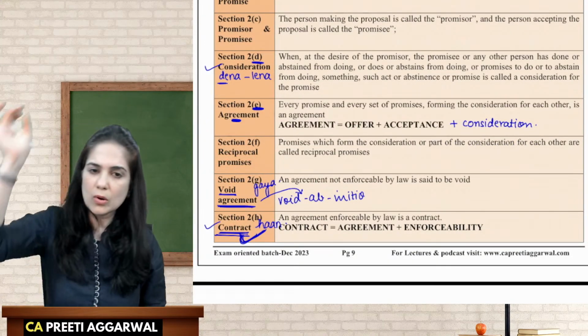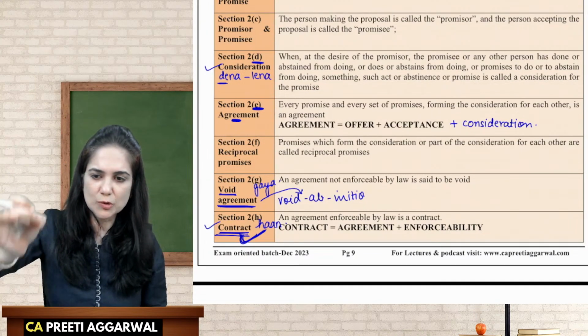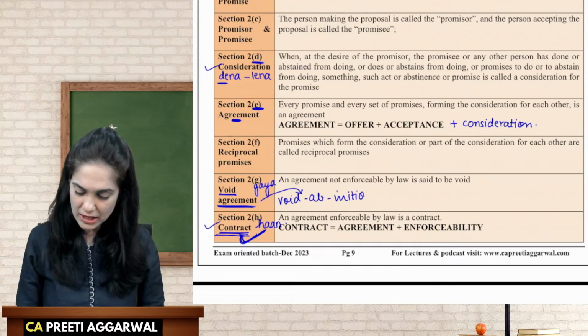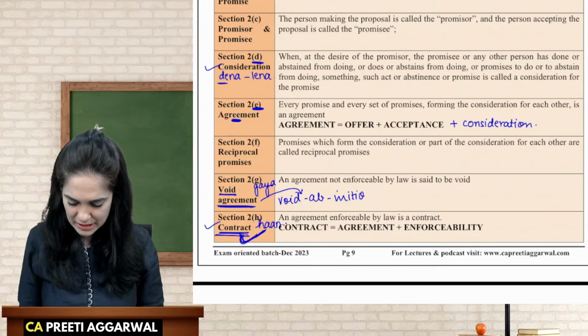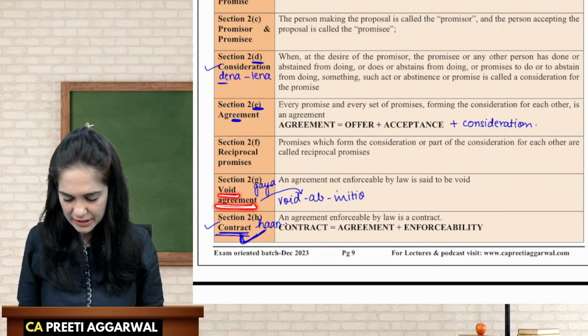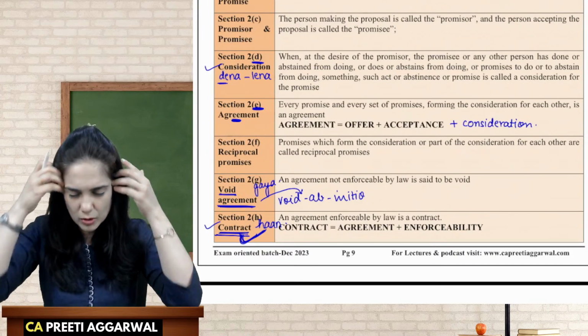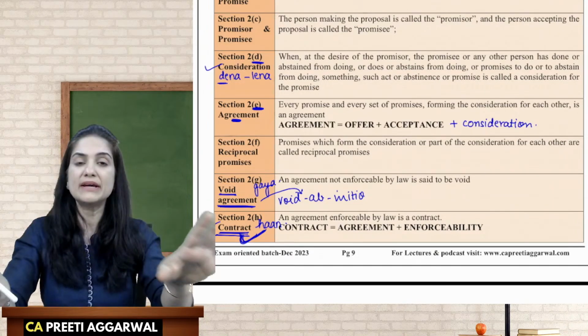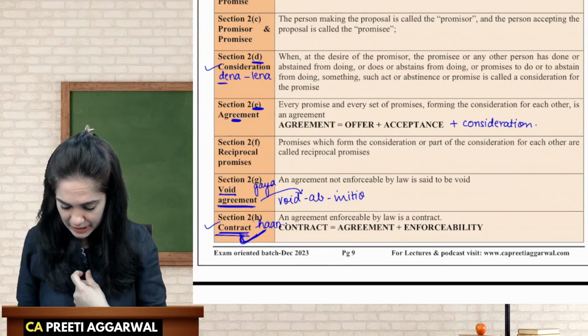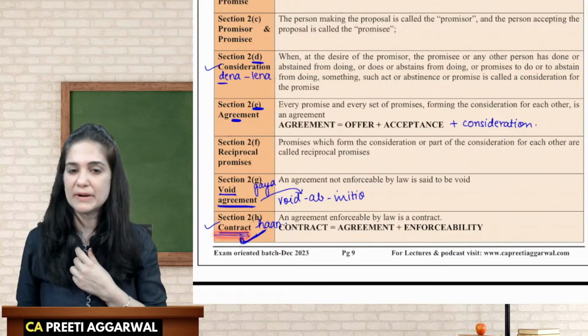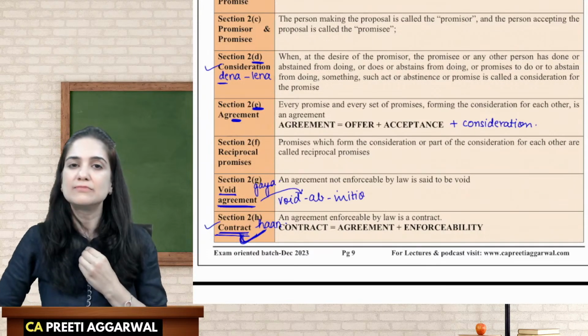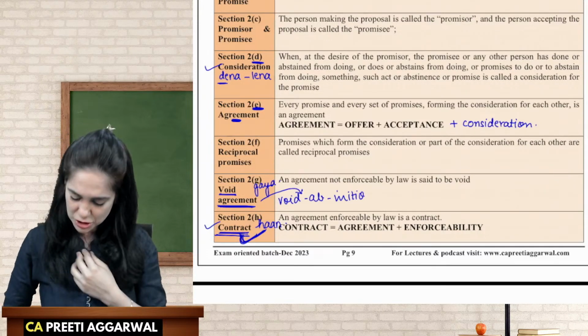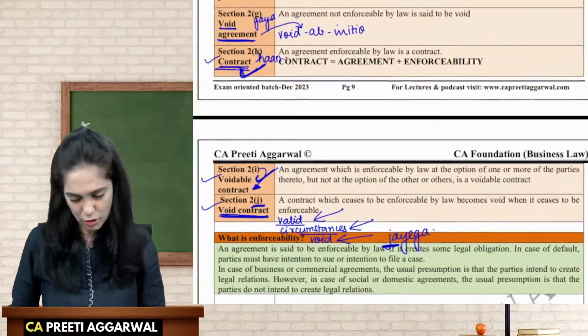I need all the essential elements to be present to make a valid contract. If elements are missing, then it is just a void agreement. गया भाई, ये तो गया, ये तो कॉन्ट्रैक्ट बनेगा ही नहीं. हाँ, लेकिन अगर all the essential elements are present, it becomes a contract.